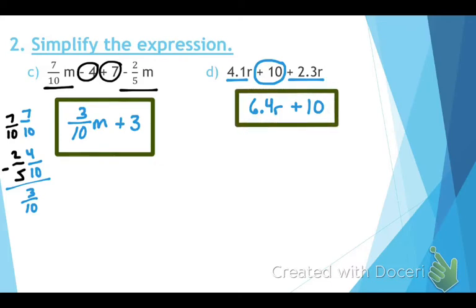Raise your hand if you got 6.4R plus 10. If you did not, that's okay. Just erase it and fix it because you want to make sure it's right for your notes when you study.